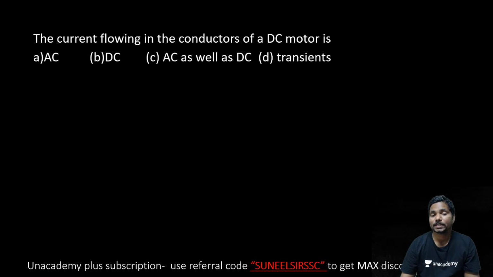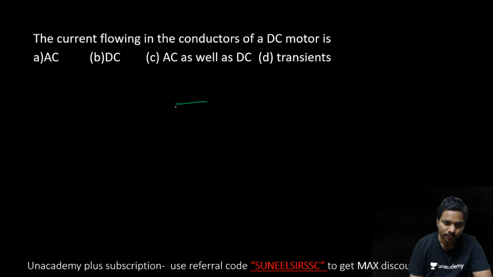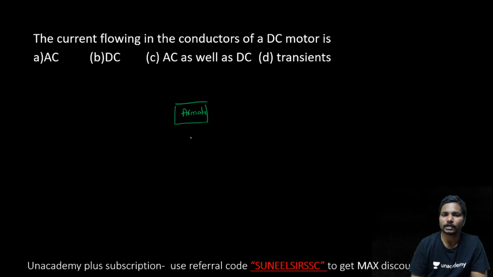In the previous classes, I have told you that either it is a DC generator or a DC motor, in the armature we have AC current only. If it is a DC generator or motor, anyone, considering the armature, in this armature we have a set of conductors, and in the armature we always have AC only.